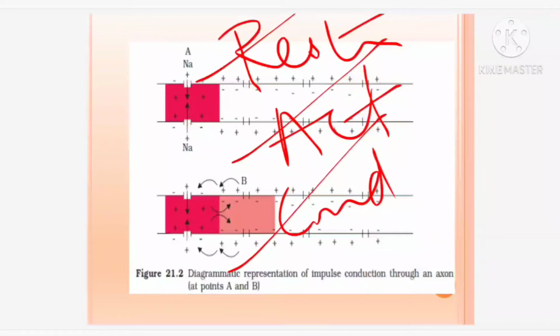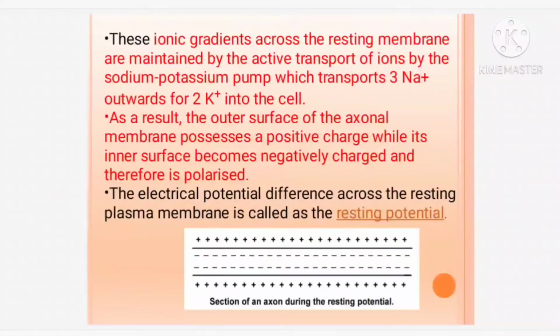So when the neurons are resting, it means no conduction is taking place, the neuron is just resting. We call them to be in a polarized state, which means they are not conducting any impulses, they are resting. So the membrane is called what? Polarized. This is because there is a difference in the concentration of ions across the axon membrane.